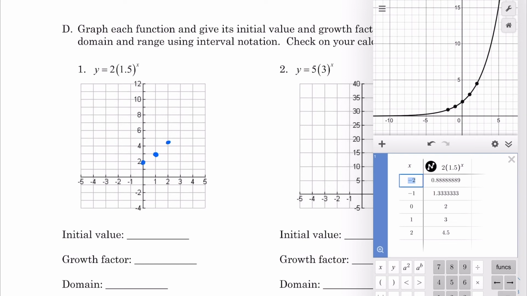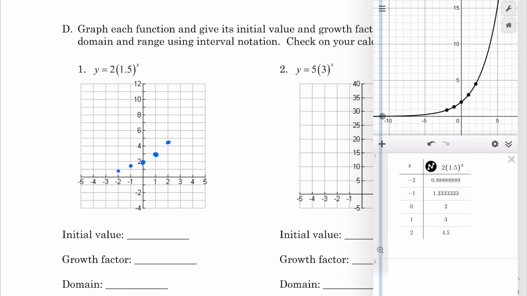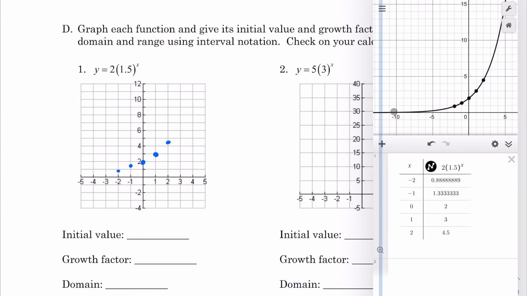0, 2, -1, 1.3, and -2 goes with a little bit less than 1. You can look at Desmos to make sure that the horizontal asymptote is getting closer to 0, but not passing 0. And then you can connect this graph back.